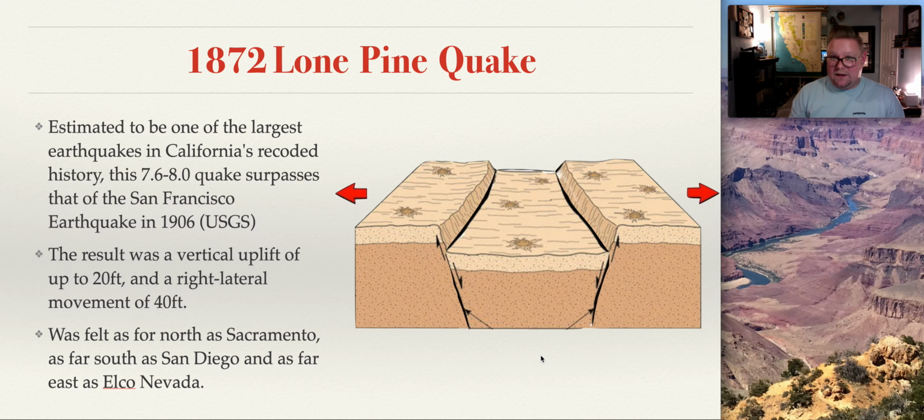It was so big. How big was it? It was so big that John Muir, who was living on the other side of this mountain range, on the other side of the Eastern Sierra over in Yosemite, it threw him off of his bed and he hit the ground. It was quite huge. It was felt as far north as Sacramento. It was felt all the way down to San Diego, and felt all the way eastward as in Elko, Nevada.